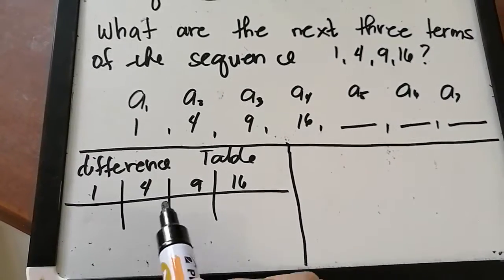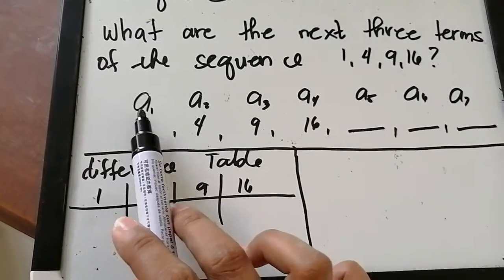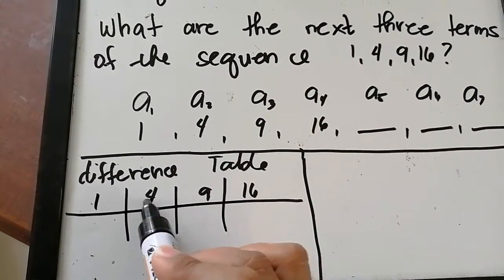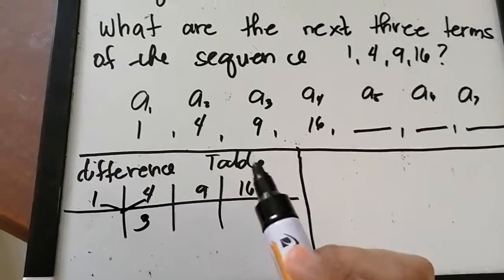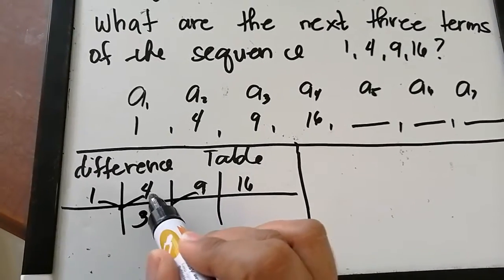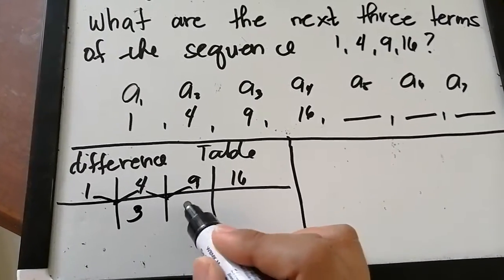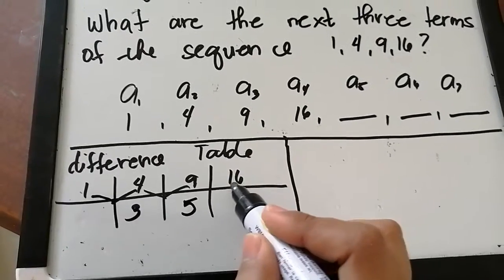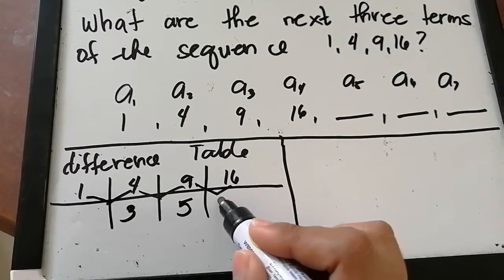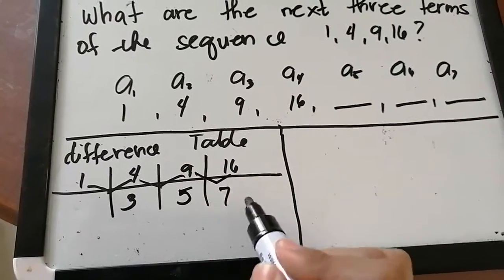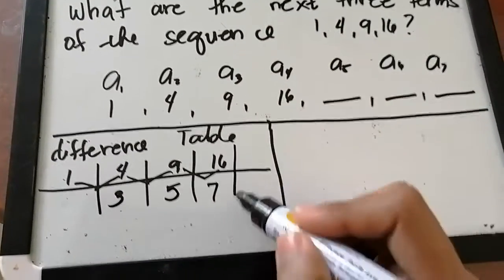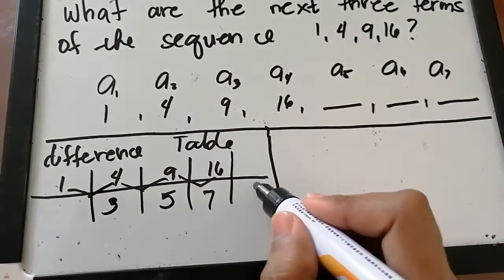Notice that we are getting the difference between a sub 2 and a sub 1. What is the difference between 4 and 1? That leads us to 3. How about 9 and 4? It will lead us to 5. How about 16 and 9? That is 7. Notice that 3, 5, 7 are odd numbers. Therefore, the next difference must be 9.